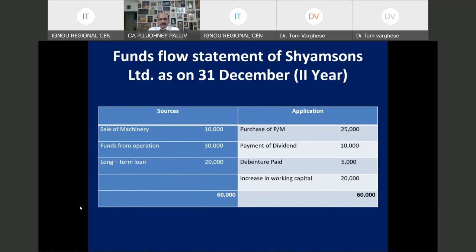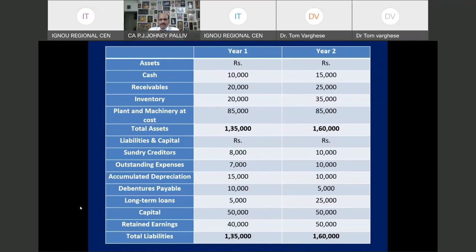I said working capital is current assets minus current liability. And the ratio of working capital is current assets divided by current liability. The standard norm of working capital is equal to 2:1. That is 2 times of assets, 2 times of liability must be equal to assets. You can see the balance sheet.